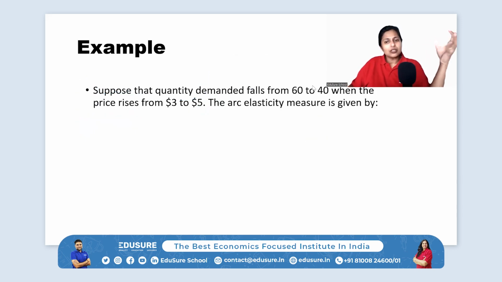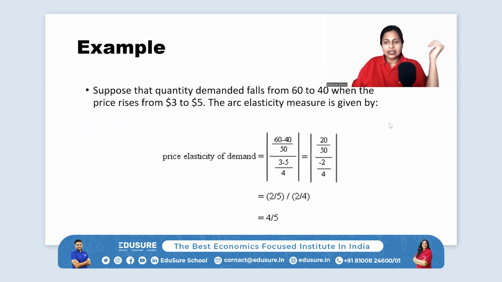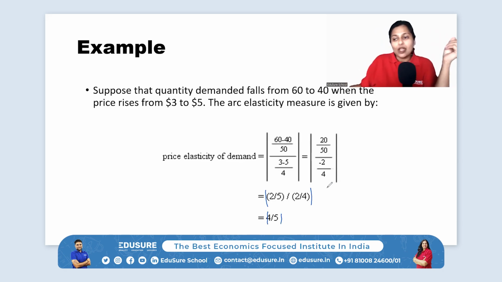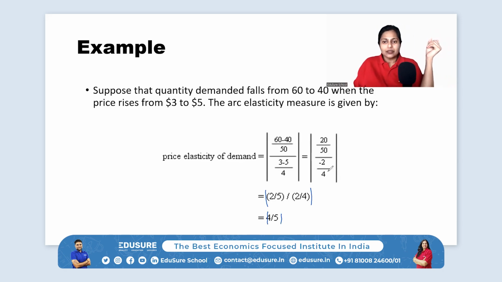So this is the question. Along the arc, quantity demanded falls from 60 to 40, price increases from 3 to 5. What is the elasticity along those 2 points on the arc? And the answer is this. 60 minus 40 divided by 50, which is the midpoint, and 3 minus 5 divided by 4, which is the midpoint. The answer will always be negative, but like I said, we take the modulus value. So the answer is 4 by 5. That is the elasticity of demand, which is 80% or 0.8.